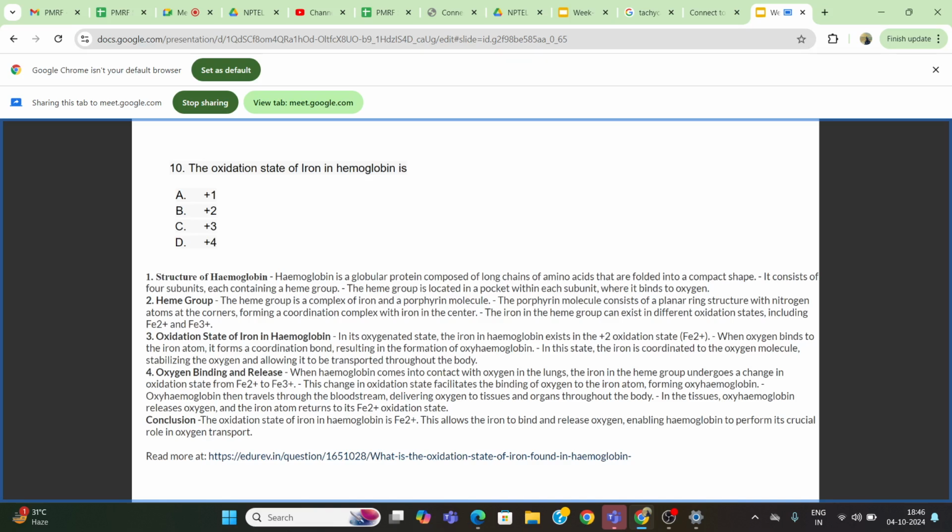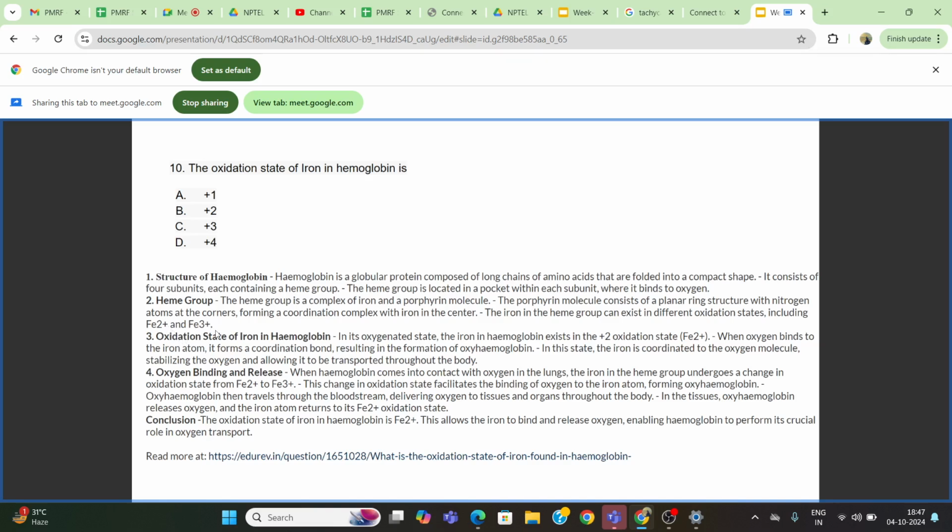The center of the heme group is the iron, right? It consists of iron and a porphyrin molecule. The porphyrin molecule consists of a planar ring structure with nitrogen atoms at the corners, forming a coordination complex with the iron in the center. Iron in the heme group can exist in different oxidation states, either Fe2+ or Fe3+.